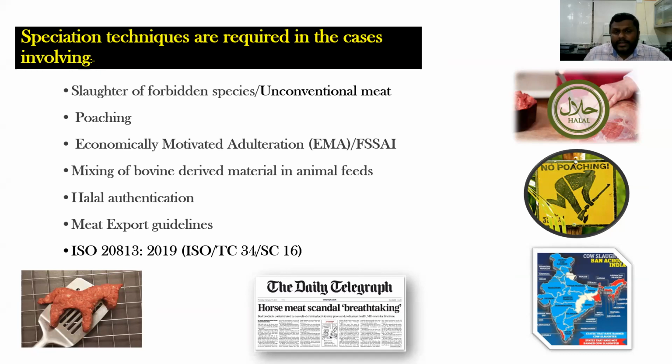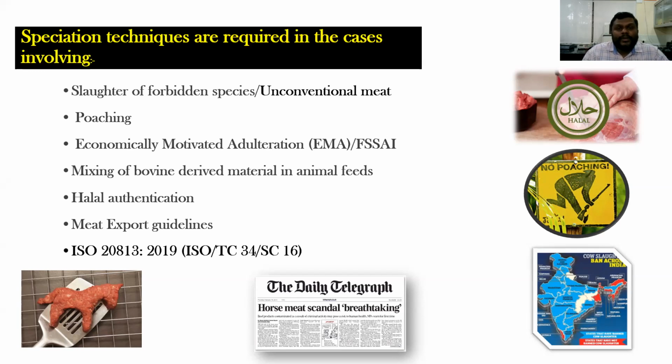Another issue is called unconventional meat. The unconventional meat issue, mainly as per the Government of India's declaration, is that we have many food animals, but there are certain animals which are not declared as food animals. One such example is the camel. Camel cannot be slaughtered for the purpose of food in India, but we have many requests from field veterinarians to test the meat for the presence of camel meat.